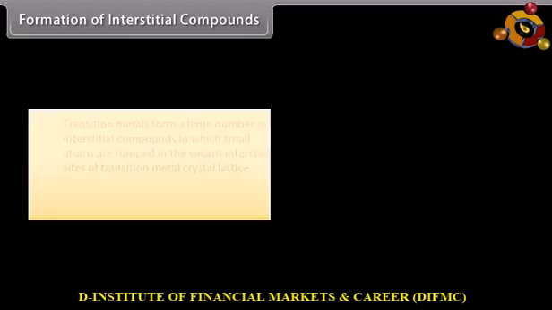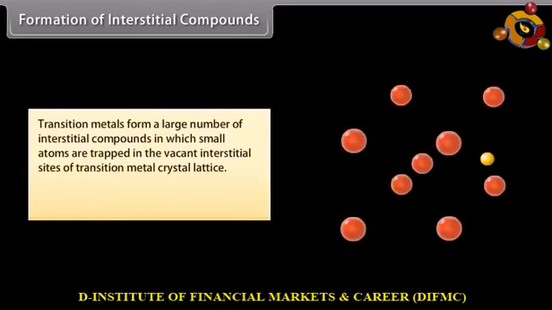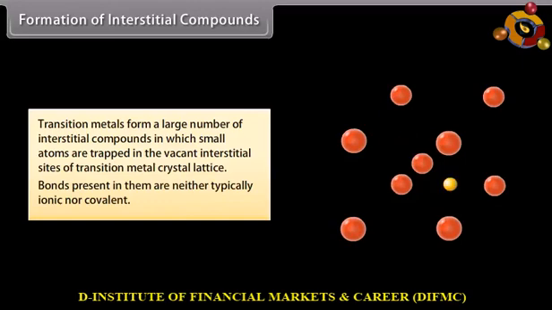Formation of interstitial compounds. Transition metals form a large number of interstitial compounds in which small atoms are trapped in the vacant interstitial sites of the transition metal crystal lattice. Bonds present in them are neither typically ionic nor covalent. For example, Mn4N and Fe3H.